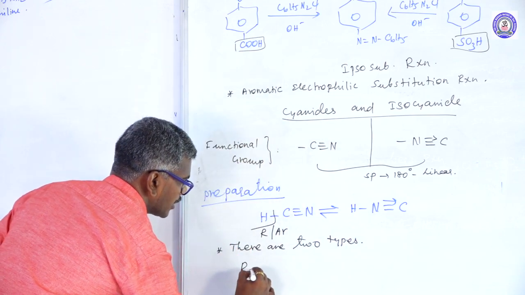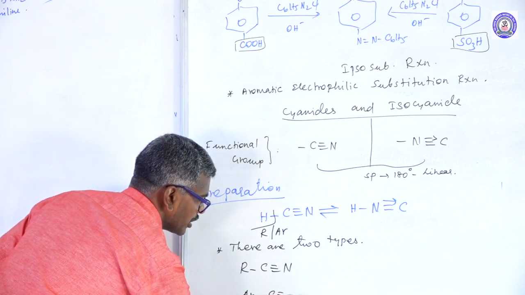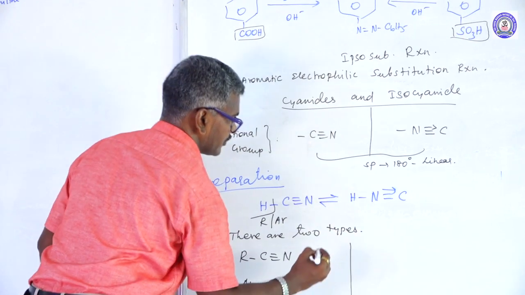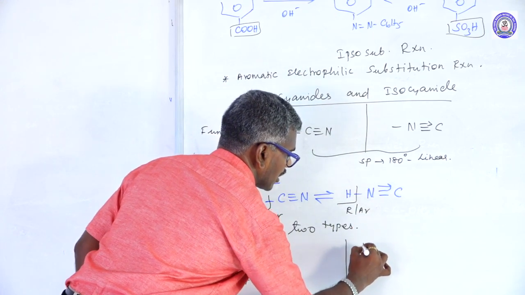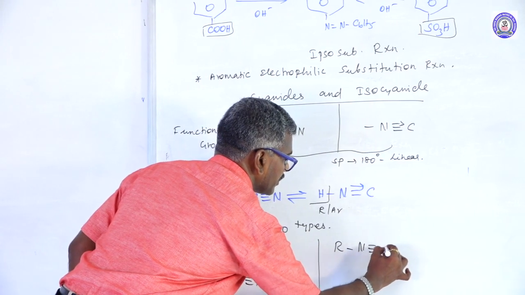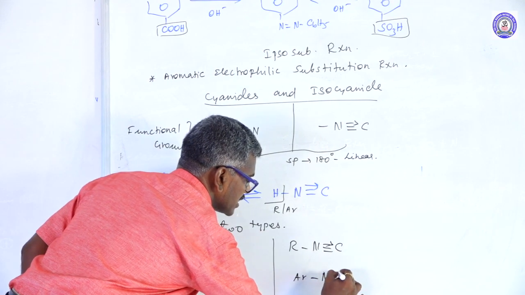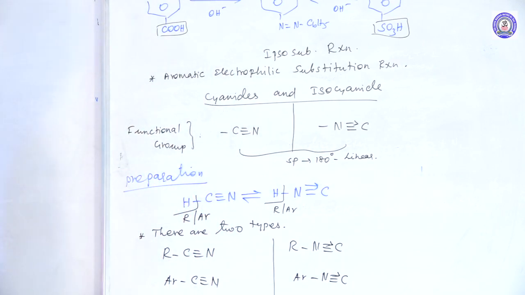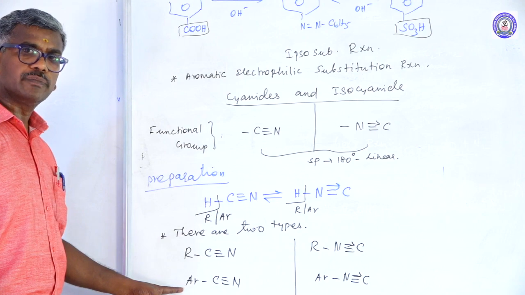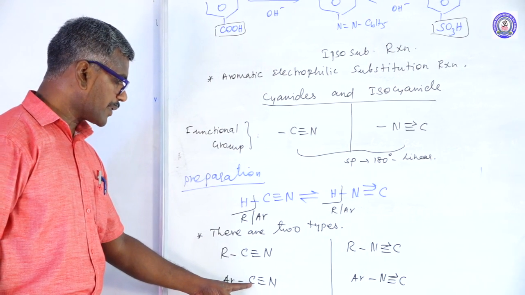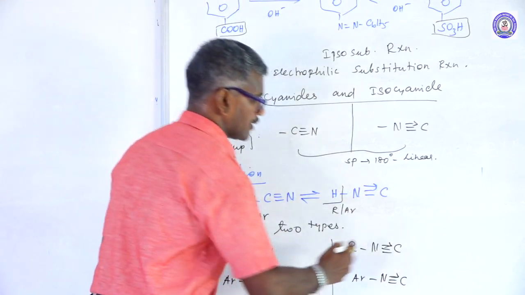R–C≡N, R–N≡C. This hydrogen can be replaced by alkyl or aryl. R–N double bond C: this bond is a coordinate bond. Cyanide can be attached to the alkyl or aryl group through the carbon atom or through the nitrogen atom. These two act as ambidentate groups.